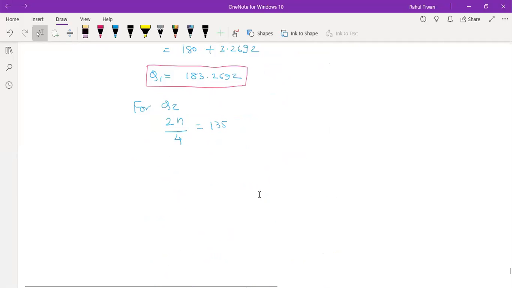So you try to compute that. I think you will be able to compute it. So my interval is going to be now 135.